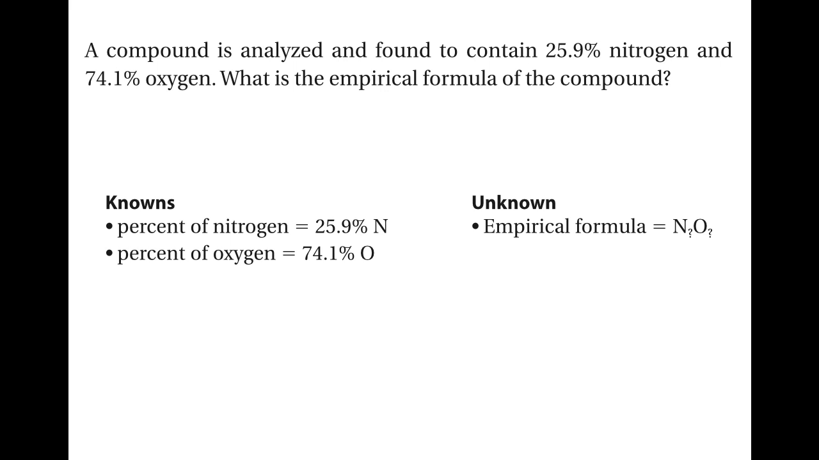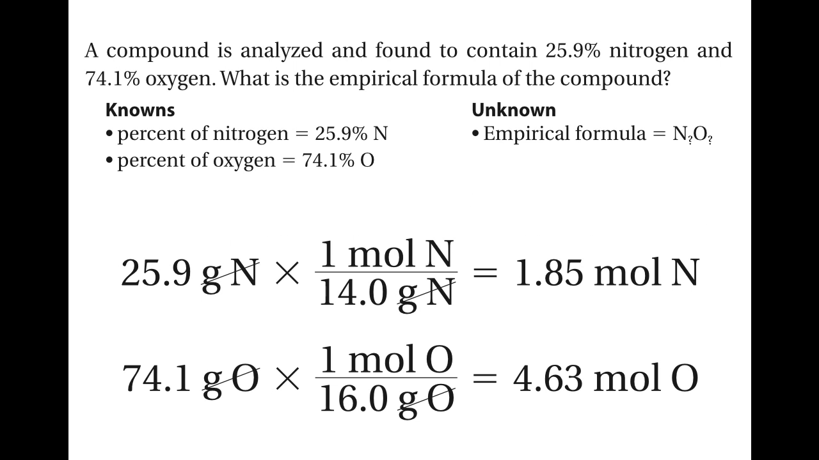So the first thing that I'm going to do is literally take that 25.9% nitrogen and turn that percent into grams. Why am I doing that? Well, I'm assuming that if you have 100 grams of the nitrogen oxide compound, then 25.9% of that is 25.9 grams. I will do the same thing for the oxygen: I will turn that 74.1% of oxygen into 74.1 grams of oxygen. So as you can see, that's what I did there. 25.9 grams of nitrogen, 74.1 grams of oxygen.